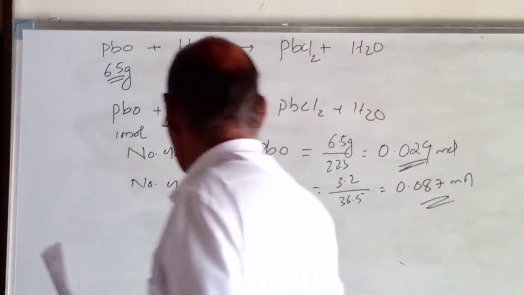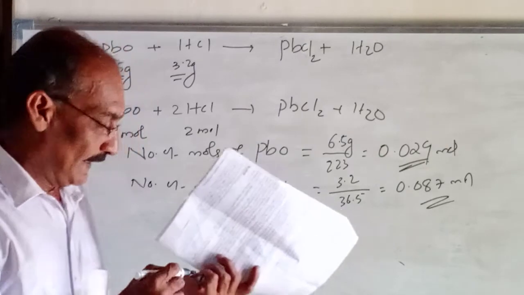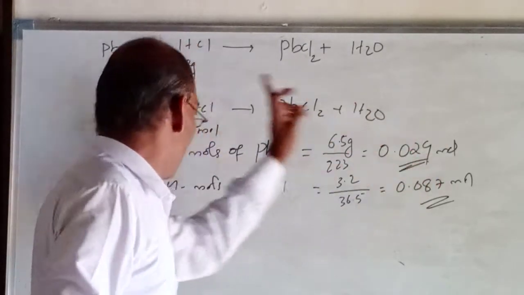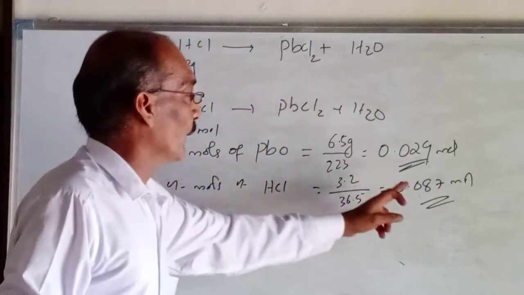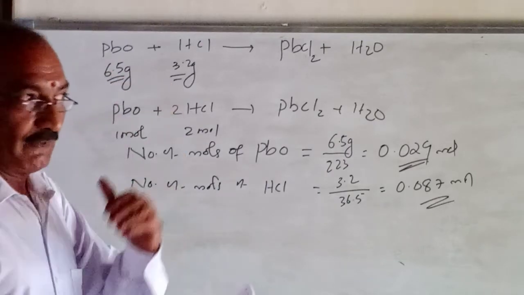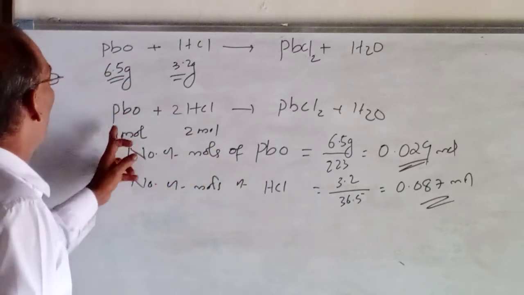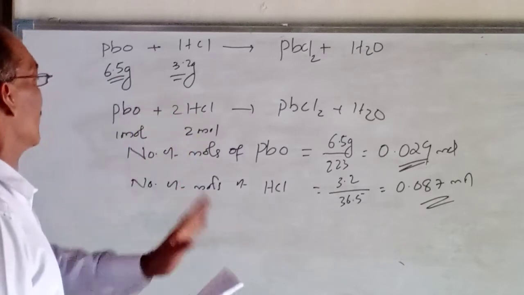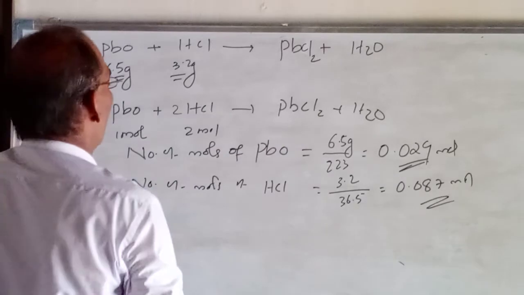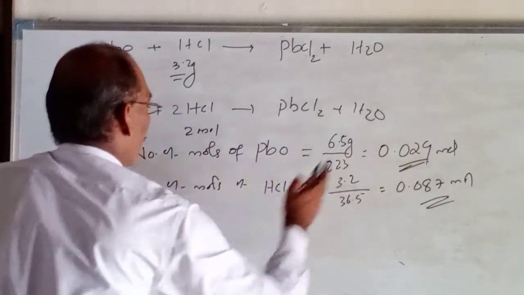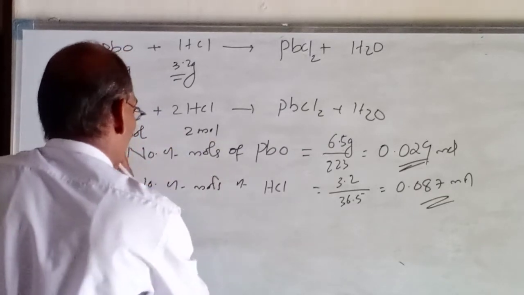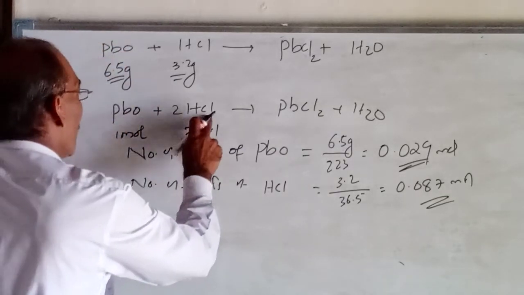So let us say the number of moles given in the question paper is 0.029 mole lead oxide and 0.087 mole HCl. But as per the balanced equation, 1 mole lead oxide requires 2 mole HCl. If so, how many moles do they require? Number of moles of lead oxide is 0.029. Number of moles of HCl, what is that? 2 HCl. So 1 mole lead oxide requires 2 mole HCl.